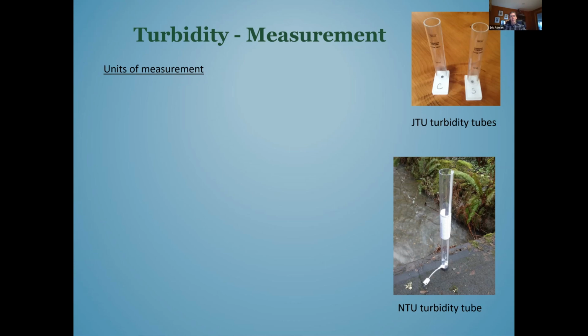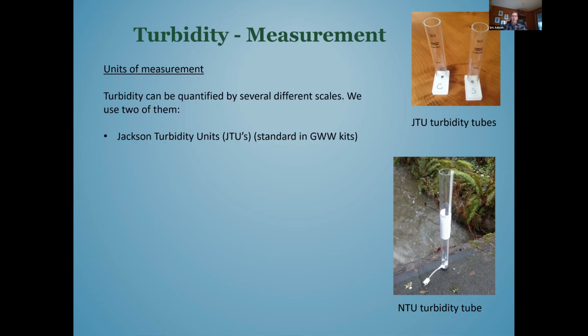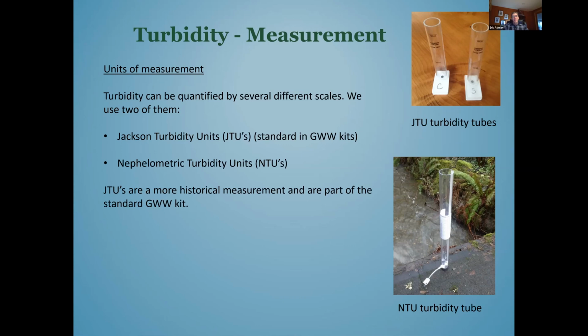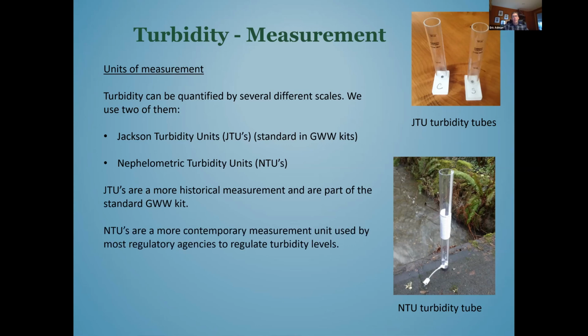There are a number of different ways that turbidity is measured. One is using turbidity tubes, and there are a couple of different scales and techniques that we use. What comes standard in our Global Water Watch kits are these turbidity tubes, which measure in JTUs, Jackson turbidity units. Another standard unit is NTUs, a more contemporary measurement used by most regulatory agencies when they talk about turbidity.